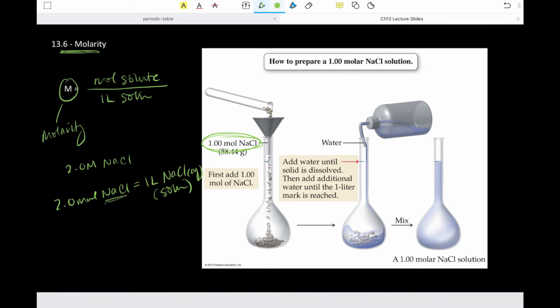So then, if we wanted to prepare a 1 molar solution of NaCl, and it is expected that you could describe how to do it, we would measure out 1 mole of NaCl, right? And we could measure out how much 1 mole is by using its molar mass. So that's 58.44 grams of NaCl, and we would add that to our vessel.